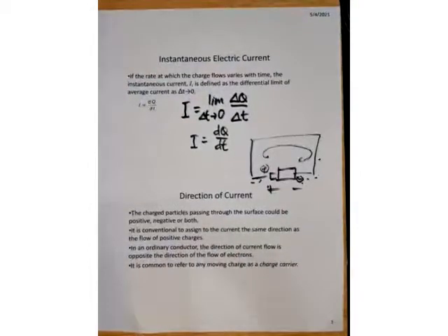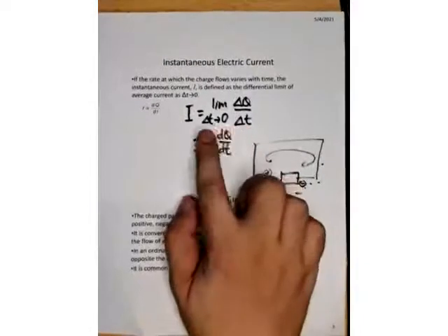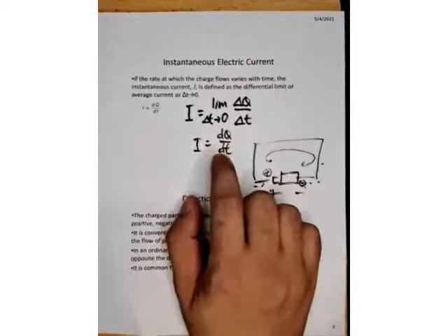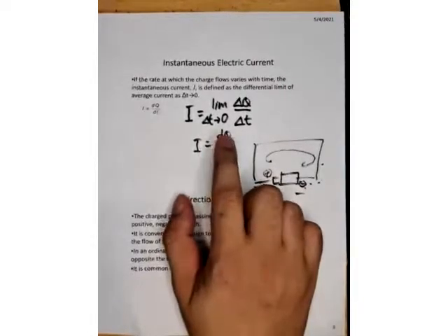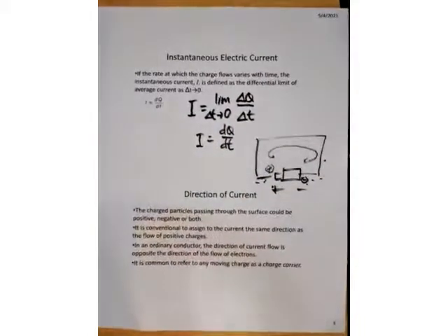Okay, pagdating naman sa instantaneous current, ayan. So that is the limit of the average. Okay, so that's the limit of the average current as delta T approaches 0. Or in short, if we are given the equation of the charge, okay, so get the first derivative to find the current. Ayan. So get the first derivative. So dq over dt.